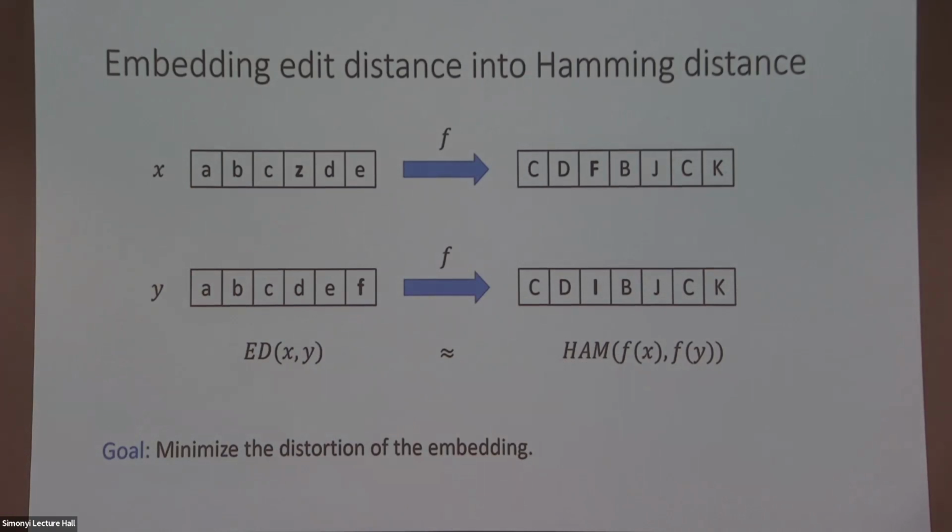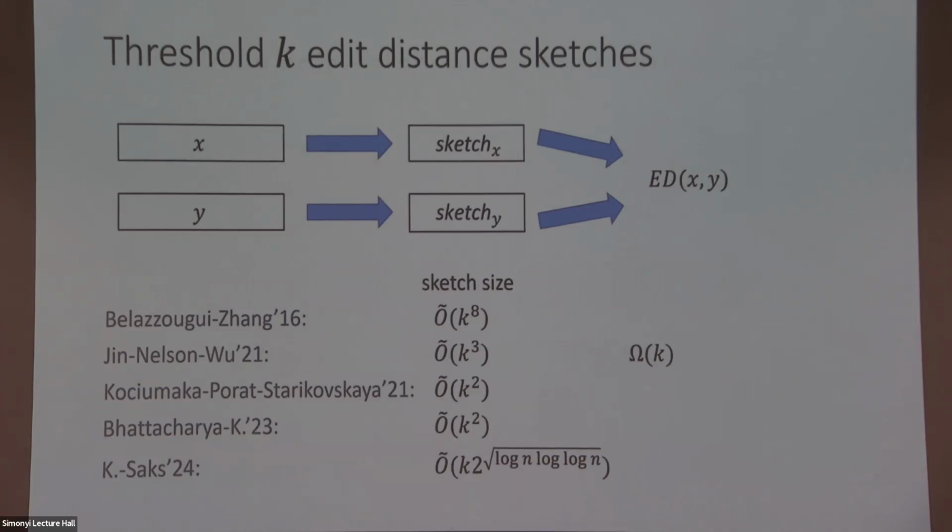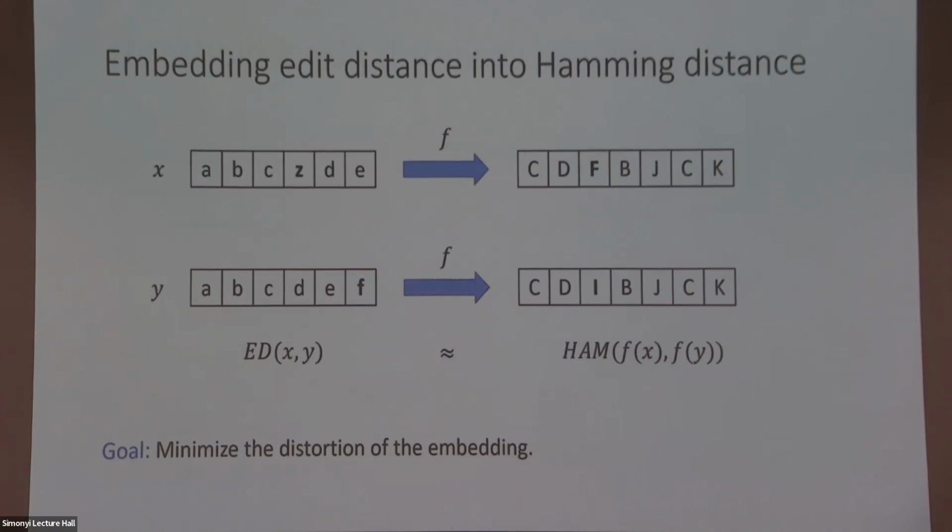Yeah, so I think I'm missing something. When you're sketching the edit distance, is it exact, or are there approximation factors? On this picture, it's exact up to the threshold k. Once you are at the threshold k, we just say it's too big.